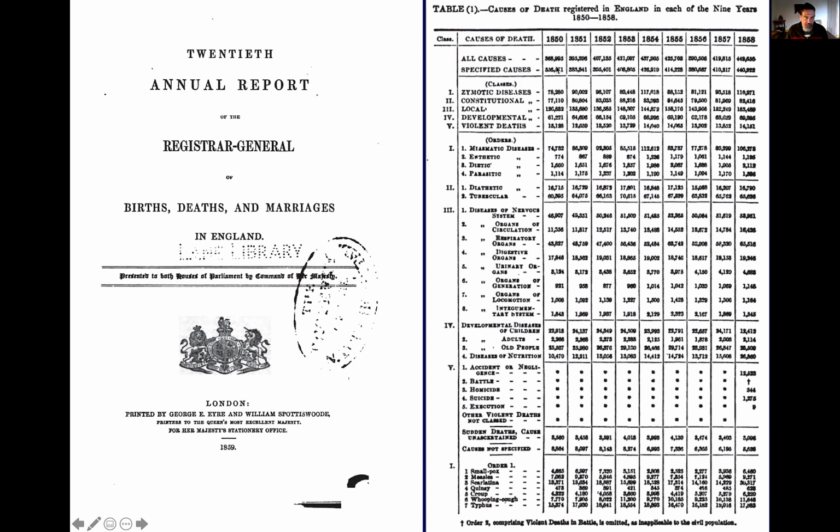And you can see in each of these cells are the number of deaths in each year from all causes, ranging from 300 to 500,000 deaths. And then each one broken down by cause, so you can get a sense of which were the more common causes of death in England in a given year.